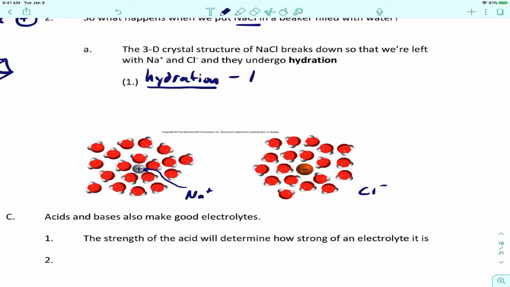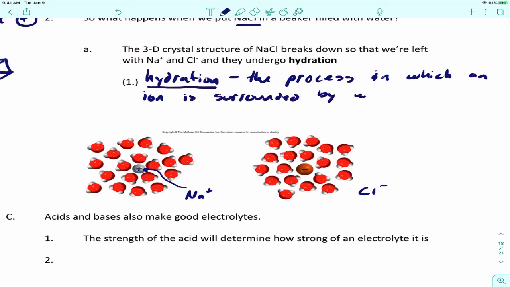Hydration is defined as the process in which an ion is surrounded by water molecules arranged in a specific order. So let me write this down. The process in which an ion is surrounded by water molecules, arranged in a specific order.